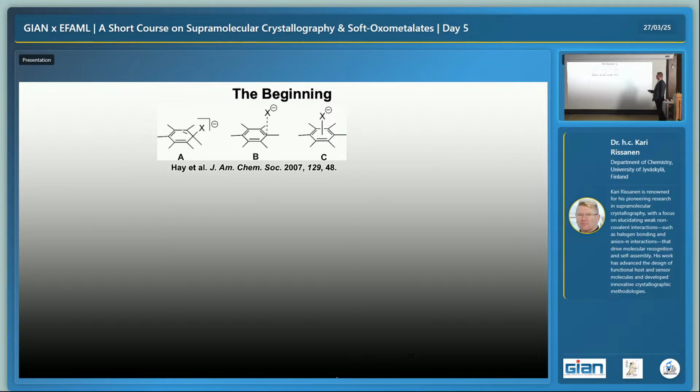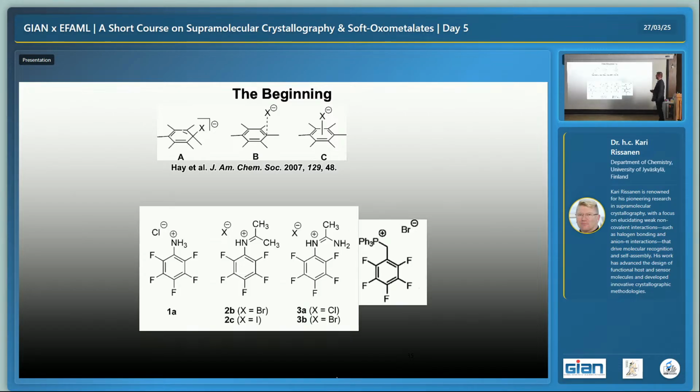Ben Hay did computational work on this kind of thing nearly 20 years ago, proposing that this kind of species exists. So our idea was to try to get experimental proof for this by X-ray diffraction. I had a student coming from Germany for a 3-month internship in my group, and we had an idea: let's study this simple salt. We have a highly polarized pi system, the cation, and the anion. Here we have a chloride, bromide and iodide, and here the same chloride and bromide. And then, of course, you can have a phosphonium in here.